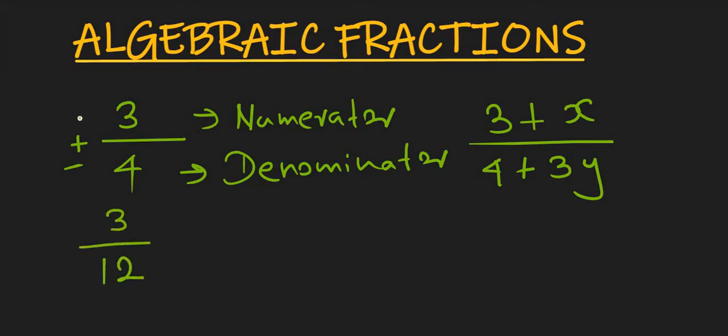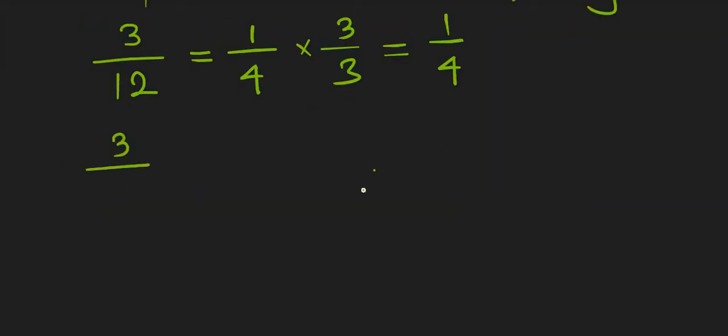When we consider the fraction 3 over 12, we know that this is equal to 1 over 4 multiplied by 3 over 3. Therefore, our answer is 1 over 4. Similarly, if you take 3 over 15, both the numerator and the denominator can be divided by 3, leaving us 1 over 5, which is the simplest form of this fraction. So the learning point is, we need to cancel common factors and express the fraction in its simplest form.